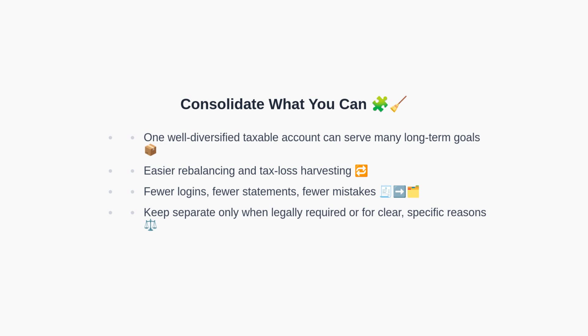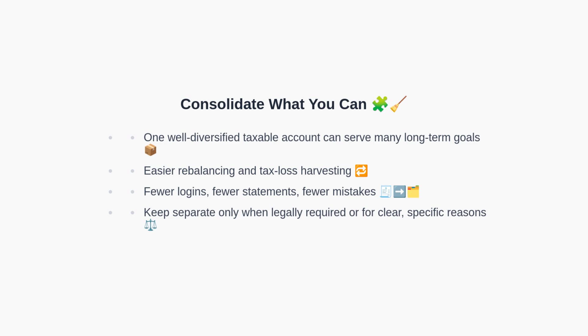When it is not legally required to keep multiple accounts, consolidating into one well-diversified taxable account often simplifies your financial life. It streamlines rebalancing, tax loss harvesting, and record keeping. You will have fewer logins and fewer statements, which reduces the chances of errors. Maintain separate accounts only where required or when there is a compelling specific reason.